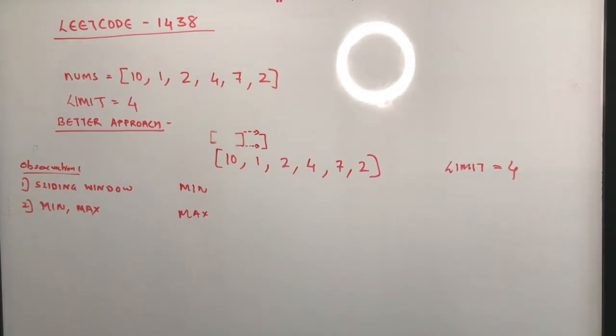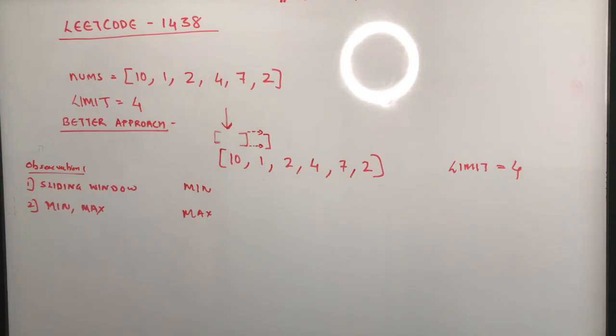Just to reiterate, we made these two observations. The first observation was that we have to use a sliding window. The second observation was that at any point of time, for a particular window, wherever the left and right sides may be, you will have to keep track of the min and max element in that window, so that you can check whether the difference between max and min satisfies the less than or equal to limit constraint.